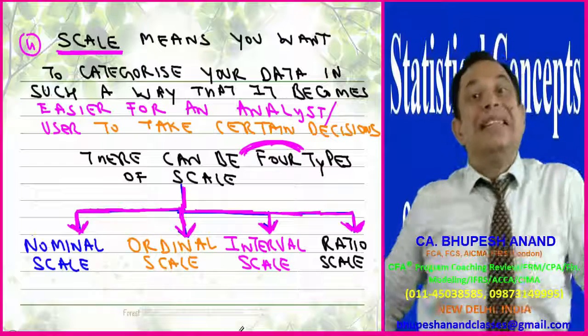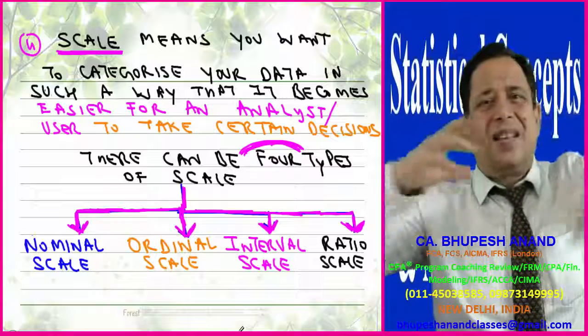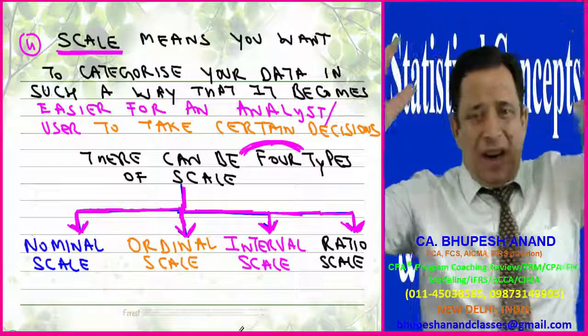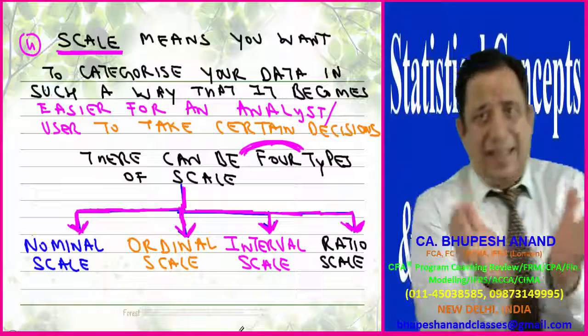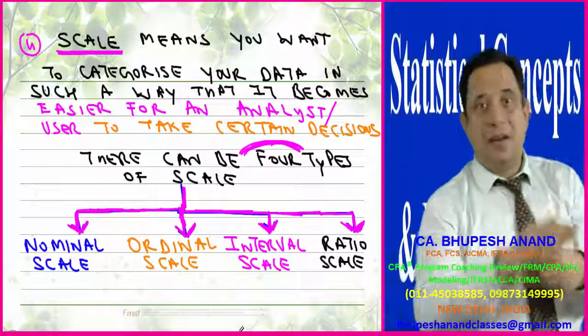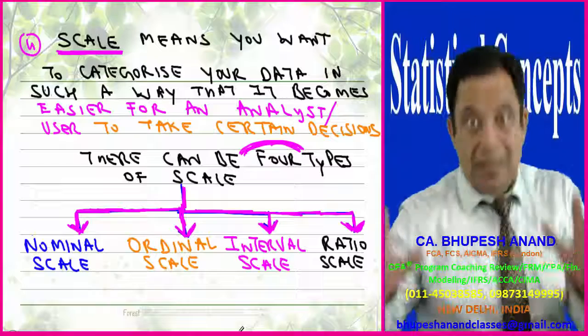One is nominal scale. I am not giving any order. I am just creating categories without any order. Ordinal, I am giving the order also. I am categorizing the data as well as I am giving the order. Interval, it is a better version of ordinal. Ordinal is the better version of nominal. So there are 4 types of scales. We will be discussing with that.